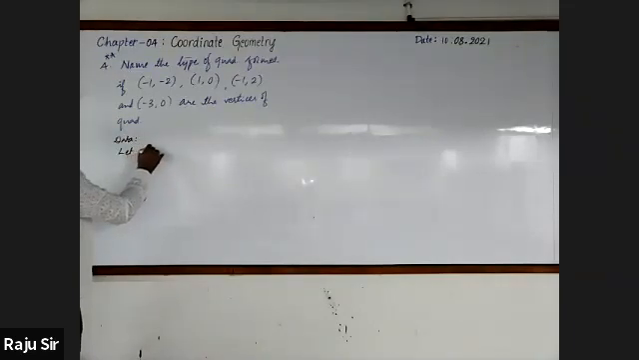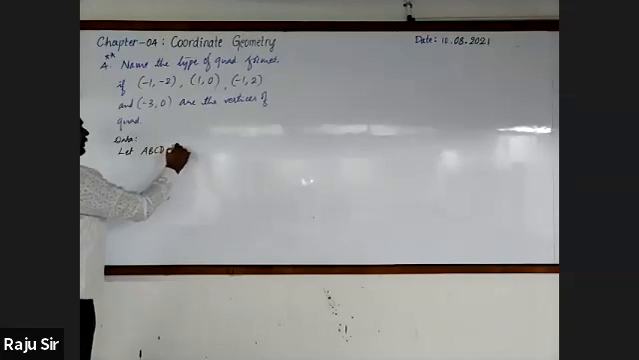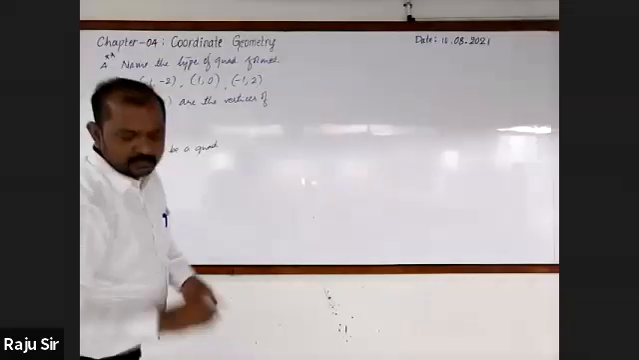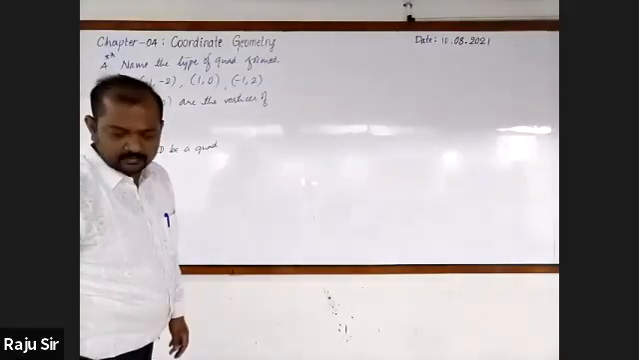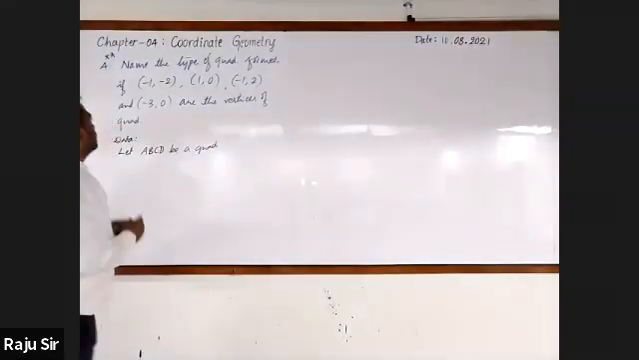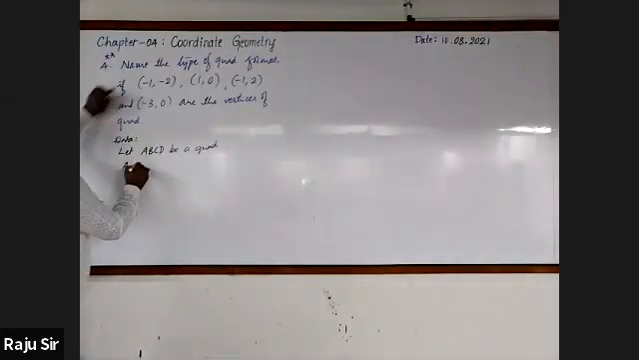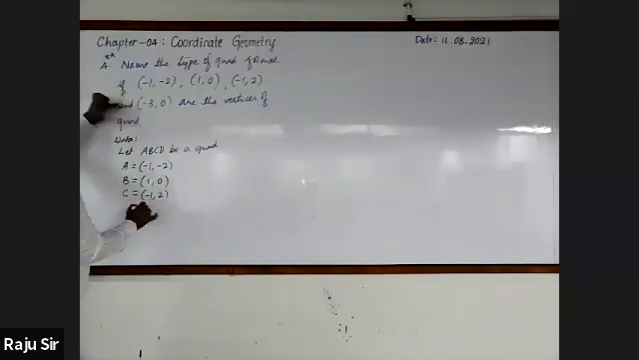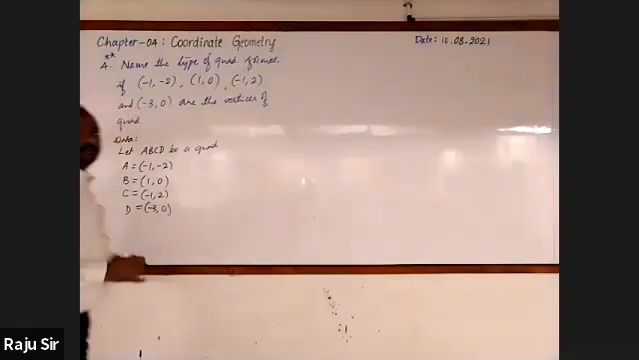Let ABCD be a quadrilateral. Then vertex A is minus 1 comma minus 2. B is 1 comma 0. C is minus 1 comma 2. And D is minus 3 comma 0.